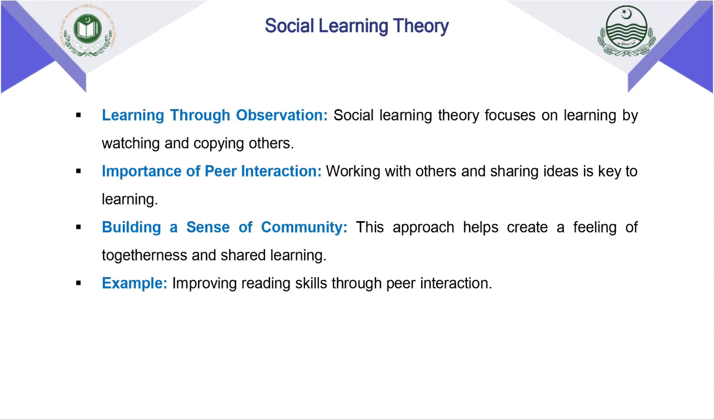Next, we have social learning theory. This theory suggests that people learn by observing others and imitating their behaviors. Learning through observation, students learn by watching others. Importance of peer interaction, interacting with peers is key to learning, building a sense of community, encouraging a sense of belonging through shared learning. For example, students can improve their reading skills through peer interaction and collaborative reading activities.